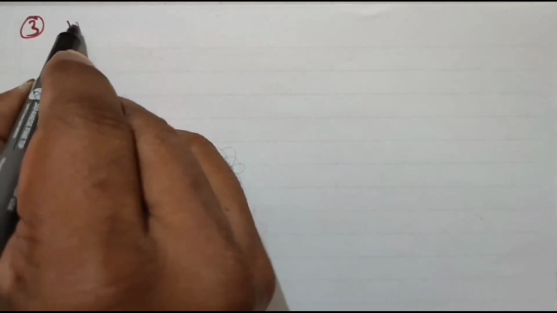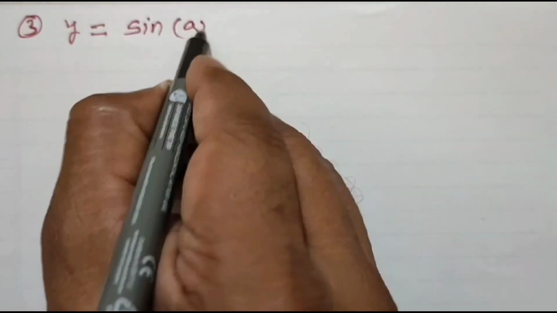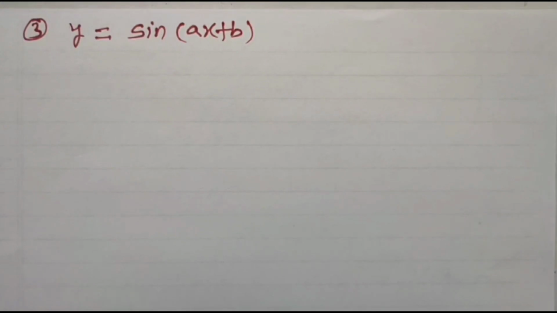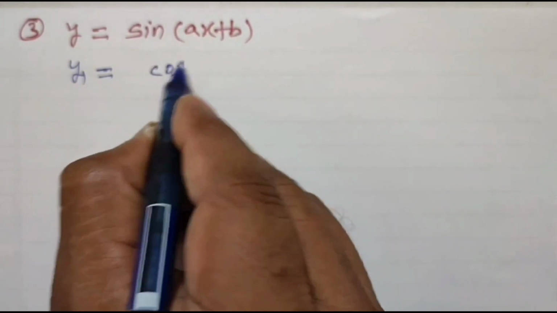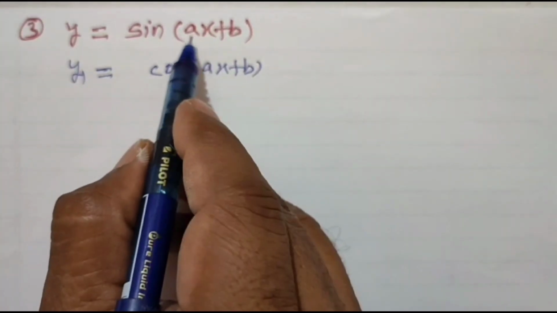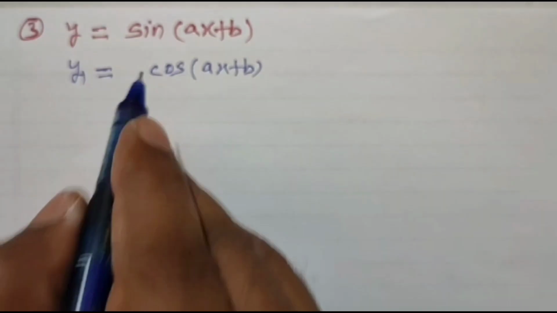Let us prove the next formula, that is formula number 3. We are assuming y is equal to sine of ax plus b. We have to find out the nth derivative of this function. Y1 is equal to the derivative of sine, which is cos of ax plus b, into the derivative of ax plus b with respect to x, which is a.